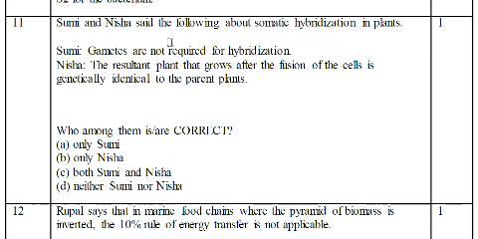Sumi and Nisha said the following about somatic hybridization. What is somatic hybridization? It is the fusion of the protoplasts to create a hybrid cell which carries the traits of both the cells. These cells are taken from the normal tissues of the plant. So Sumi says gametes are not required for hybridization. Since we're taking normal cells, not the gametic cells, what Sumi said is correct.